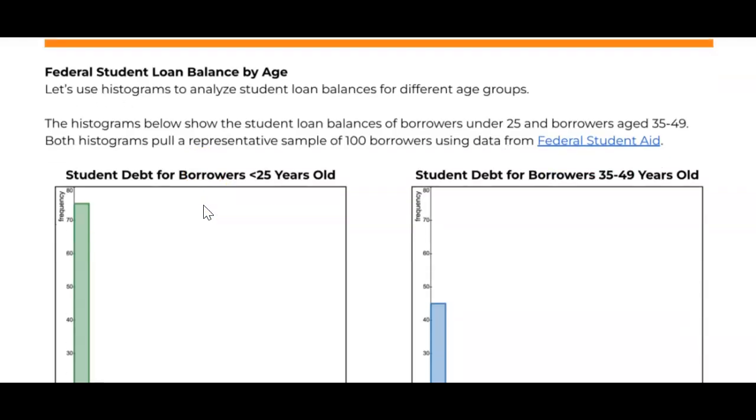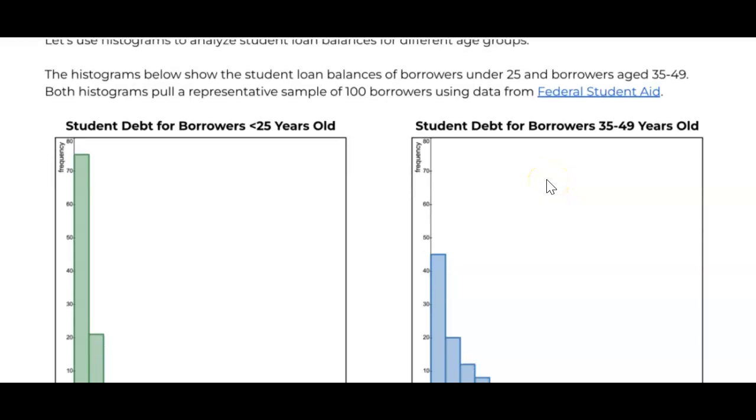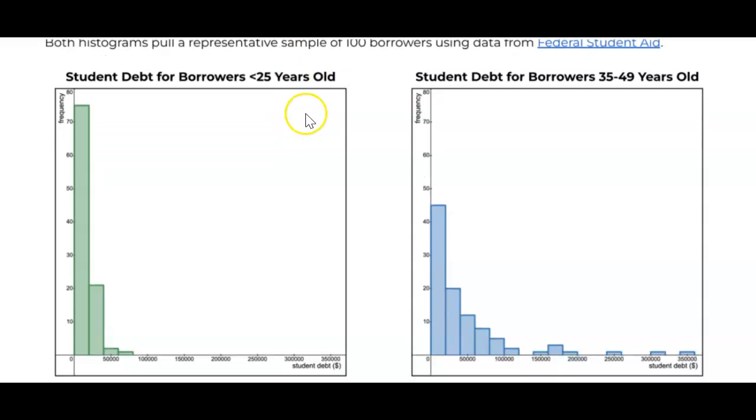So we're looking at a histogram on the left showing balances of borrowers that are under 25, and then on the right, more middle-aged, between 35 and 49. And it's a sample of 100 borrowers in each case. So the sample would have been taken randomly, so pulling from different demographics, but all within the same age group.